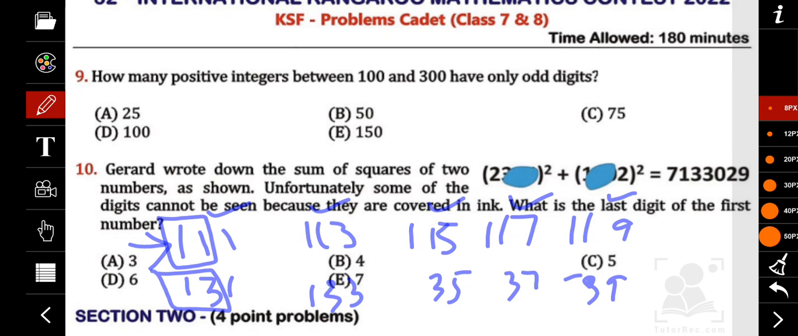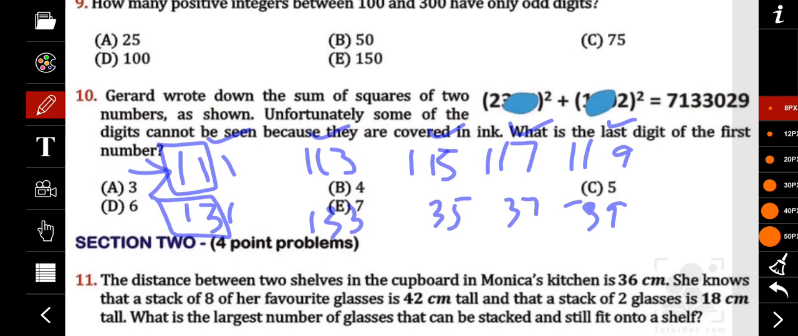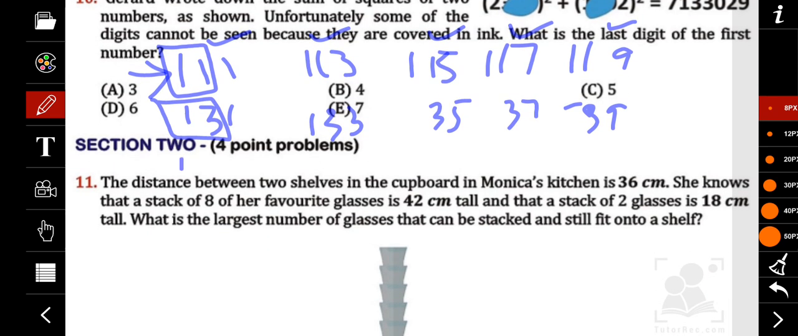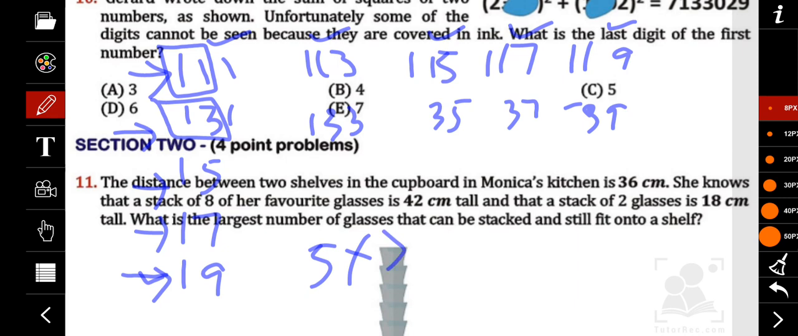So how many series are possible? Similarly, 1 5, 1 7, 1 9, 2, 3, 4, and 5. So 5 times 5, we have got 25 options here.